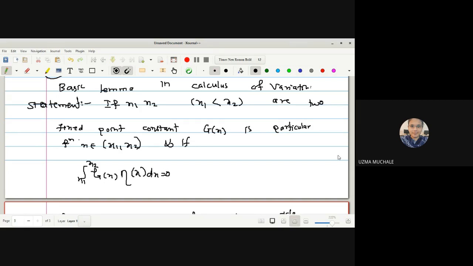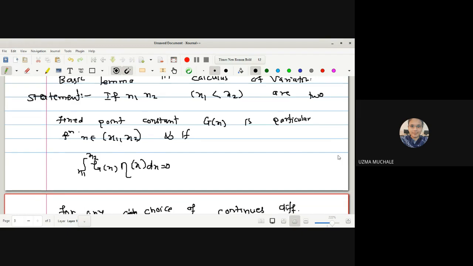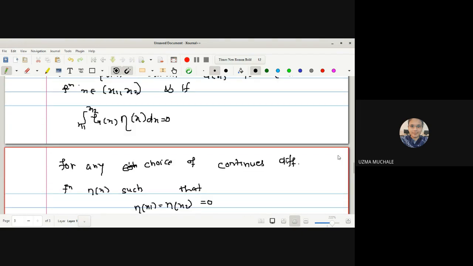We have been provided with some particular function g of x, which is defined in the interval x1 to x2. And if the integration from x1 to x2 of g of x eta of x dx is equal to 0, what is the consideration? G of x is one particular function, and the integral of g of x and eta of x is equal to 0 for any choice of continuous differentiable function eta of x.